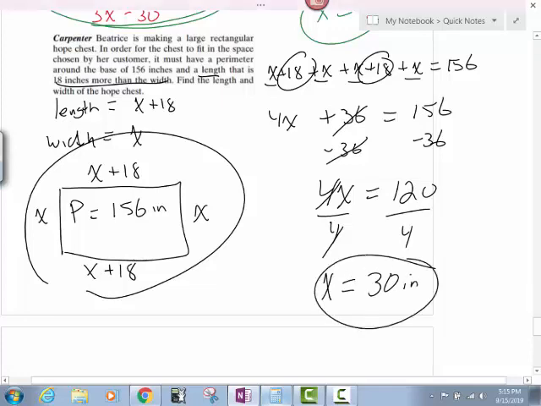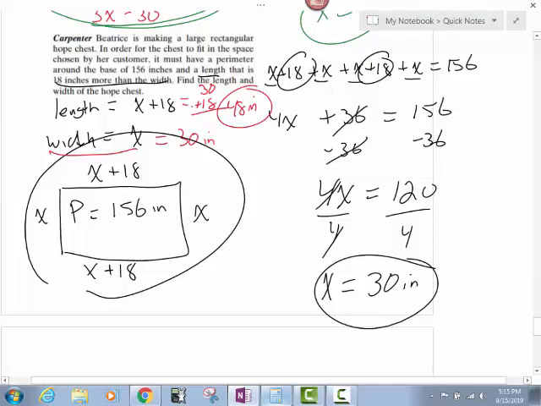Remember, because we're talking about the perimeter here and it was given to us in inches, that's going to be 30 inches. So which one is 30 inches? The width, right? That's 30 inches. The length is 30 plus another 18, 48 inches, right?